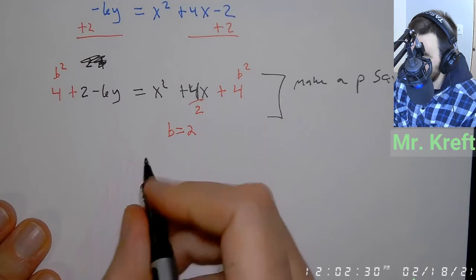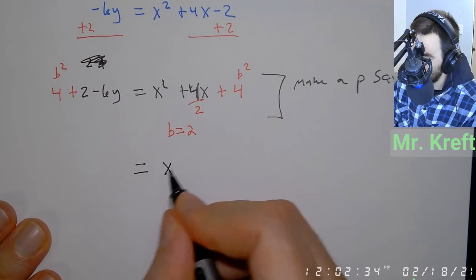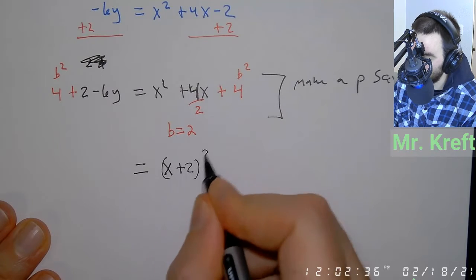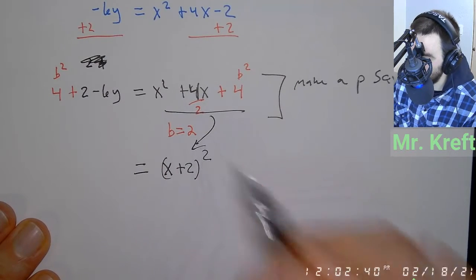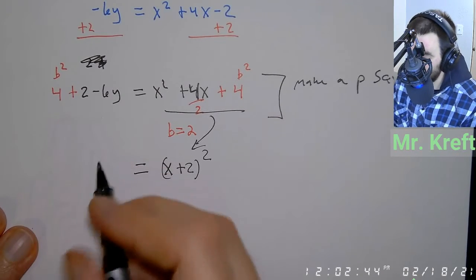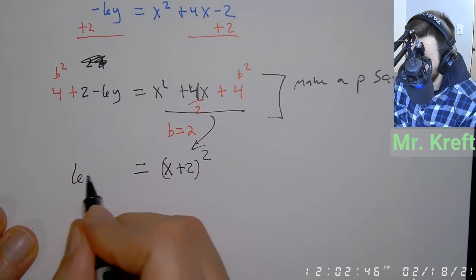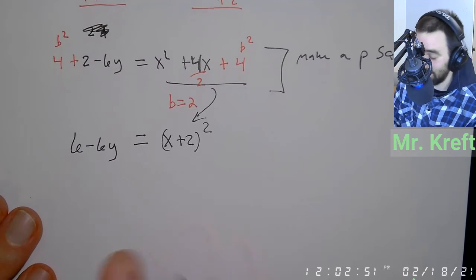All right, so then on this right side, I'm going to complete the square. So it's going to be x plus 2 quantity squared. All of that goes to this. Then here, I'm going to go 4 plus 2 is 6. So I have 6 minus 6y. Again, the numbers here really are working out for us.